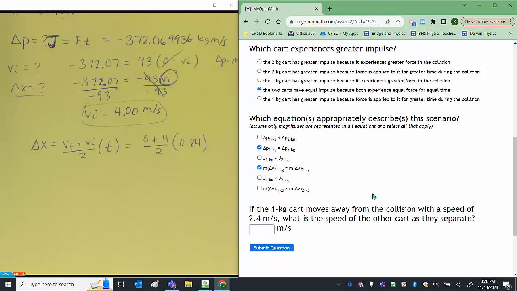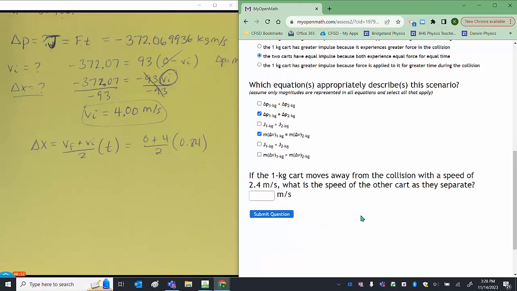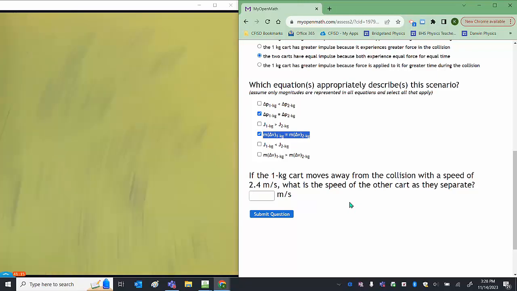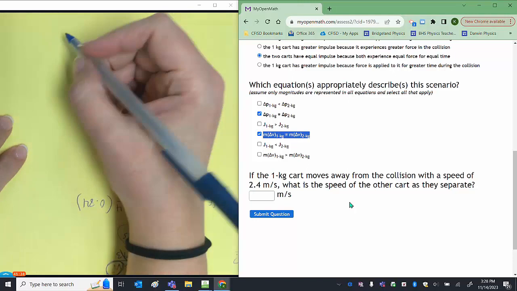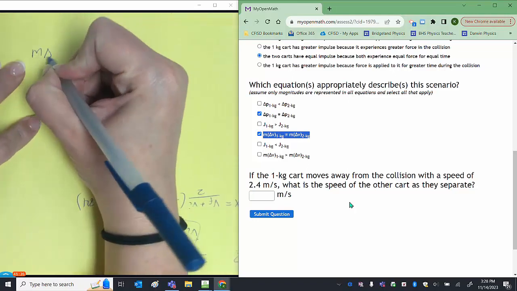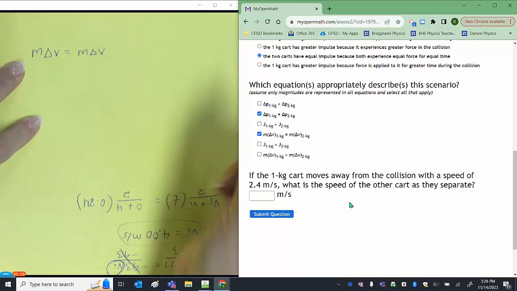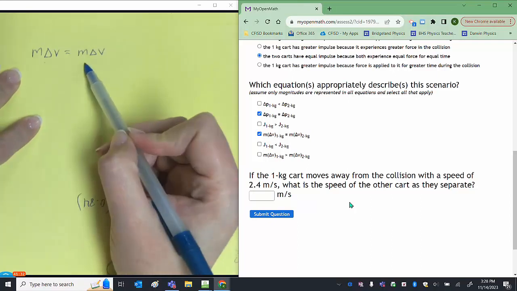Okay, and then it says, last question, if the 1 kilogram cart moves away from the collision with a speed of 2.4 meters per second, what is the speed of the other cart as they separate? And guys, we're going to use this equation right here because this is going to help us to see what happens. Both of these carts are initially at rest, and so both of them have an initial velocity of 0. Okay, so if I look at my formula, mass times change in velocity, so I'm going to use this, m delta v equals m delta v. That's my change in momentum equals my change in momentum.